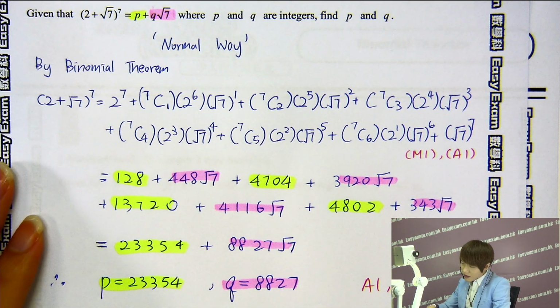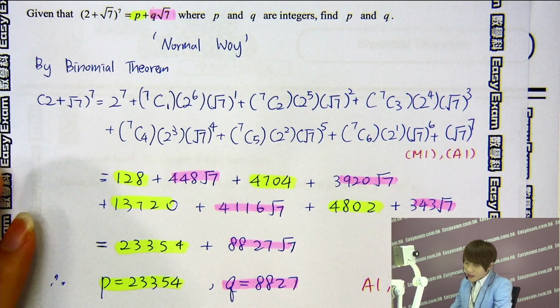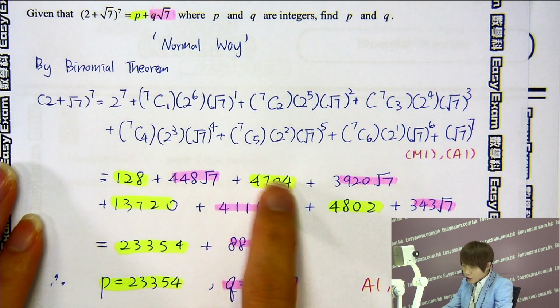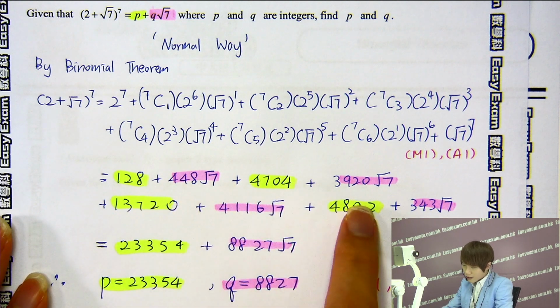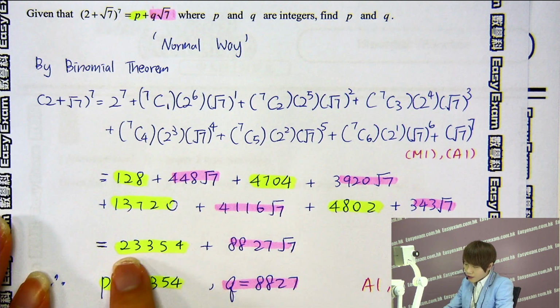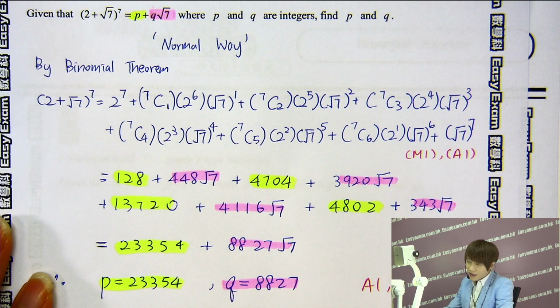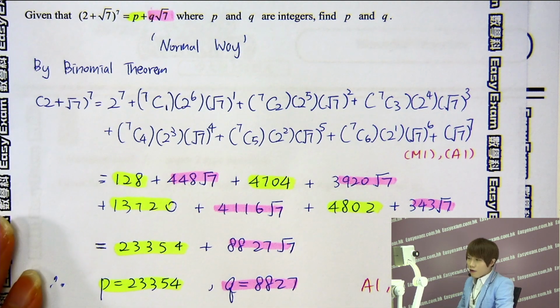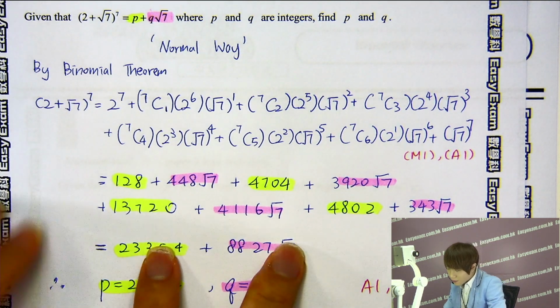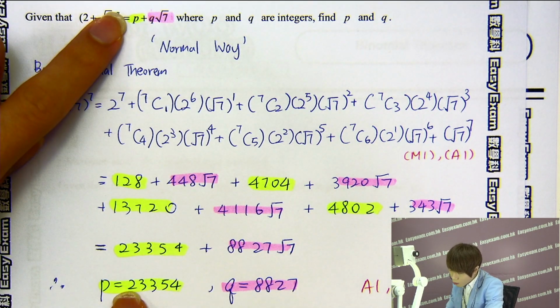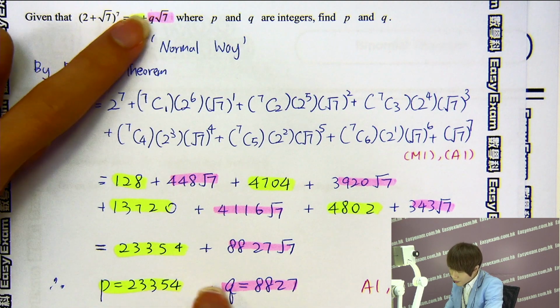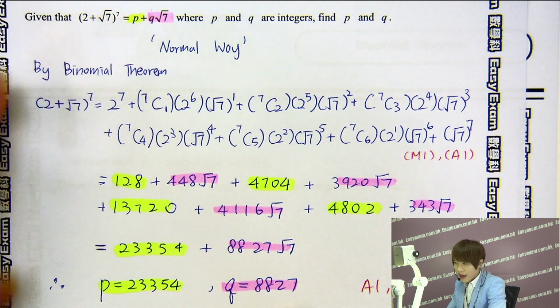And if you get the second line correctly, then you can continue by grouping the terms without root 7 together and adding them, and you get 23354. Adding the terms with root 7 together, you get 8827 root 7. So at last, you can compare it with p + q root 7, and you see p equals 23354, and q equals 8827.